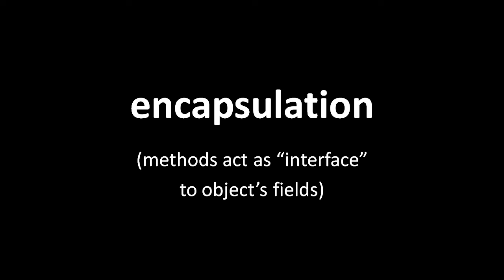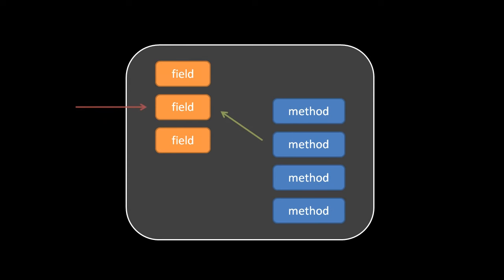Say that this here represents some instance of a class with 3 fields and 4 methods. If we want to read or write one of these fields, we should not do so directly from outside the object. Only the methods of the class should be directly reading and writing these fields. Externally, we only interact with the fields indirectly by invoking the methods.